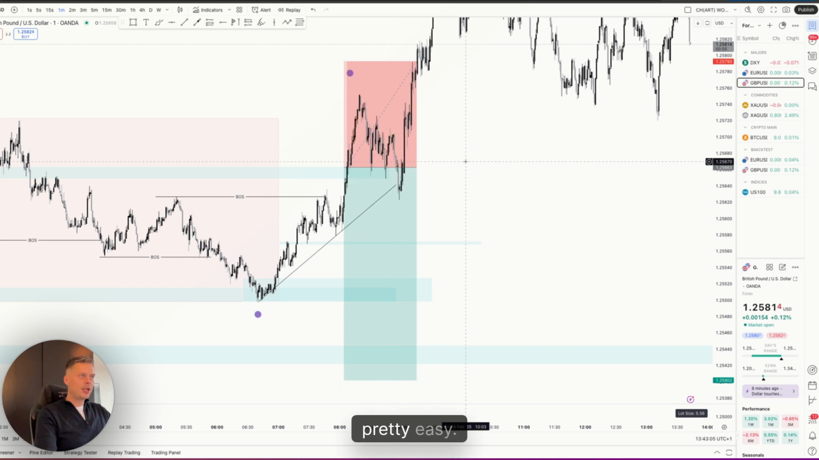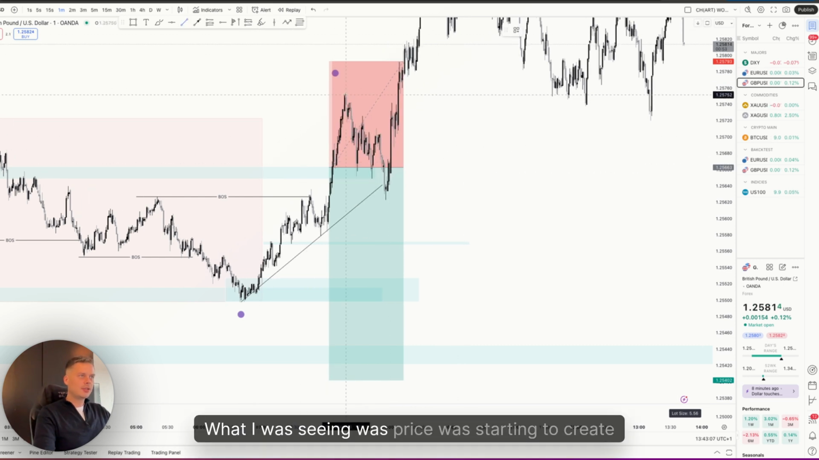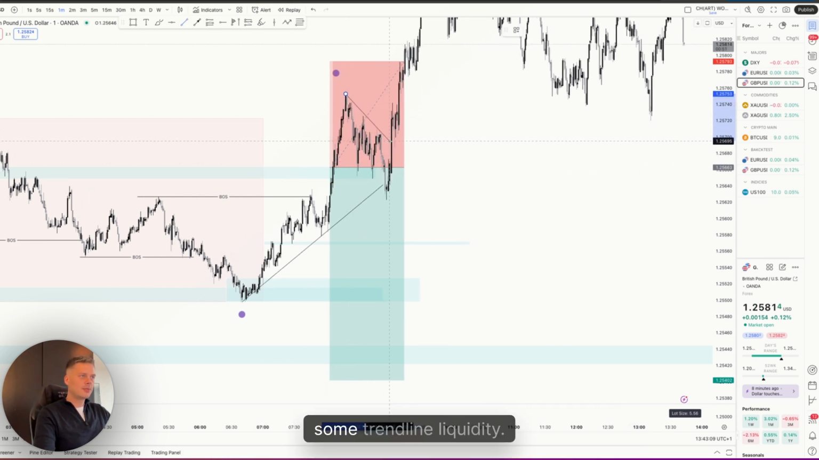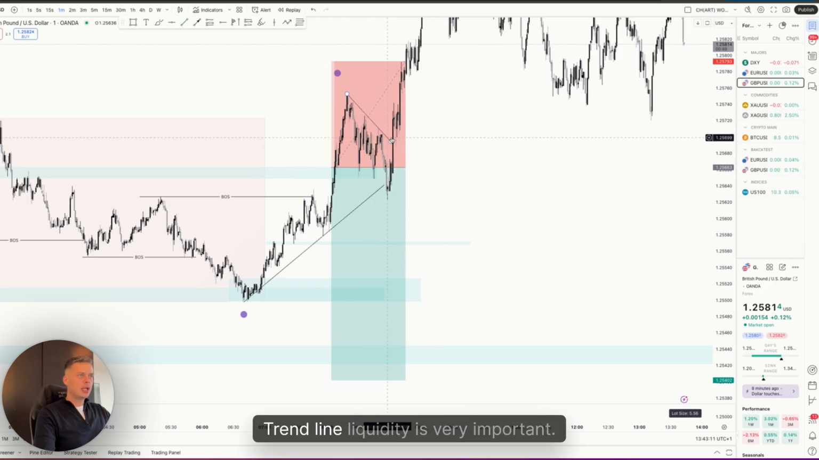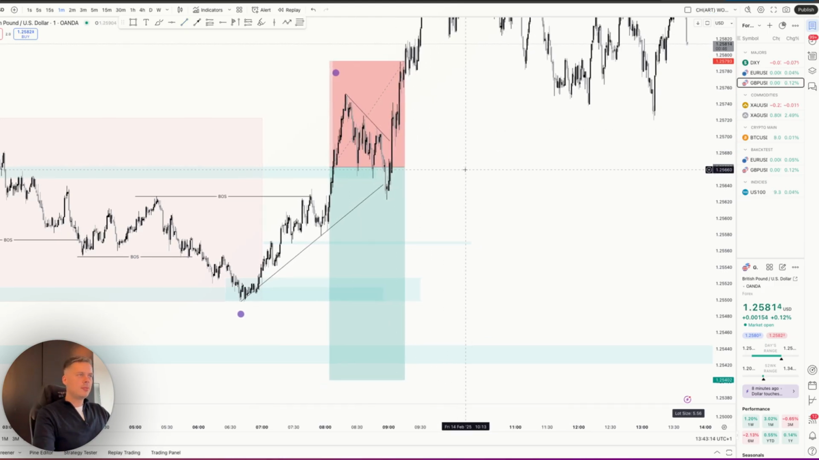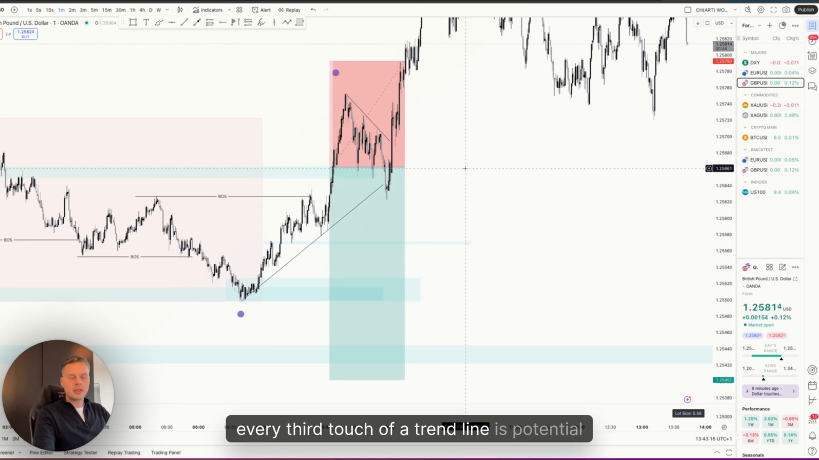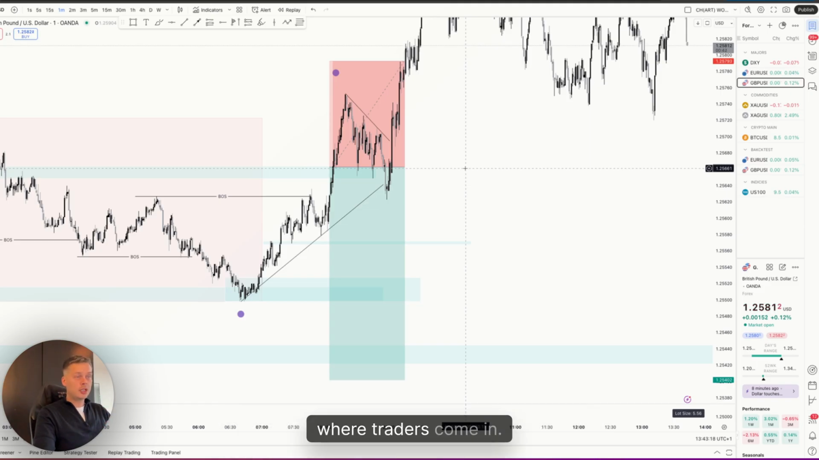Right? Well, pretty easy. What I was seeing was price starting to create some trendline liquidity. Trendline liquidity is very important. Every third touch of a trend line is potentially where traders come in. This is a strategy on its own.